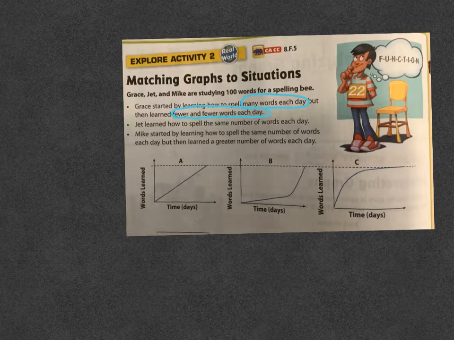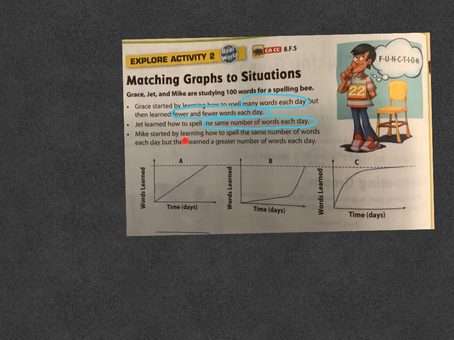Okay. Probably already in your mind, after we took a quick glance at the graphs, you might be able to match which one is Grace, but let's look at Jet. Jet learned how to spell the same number of words each day. Jet was constant. He planned it out, and he learned how to spell the same number of words each day. Nice and constant, right? And you know that constant ends up in a straight line, so that's helpful.